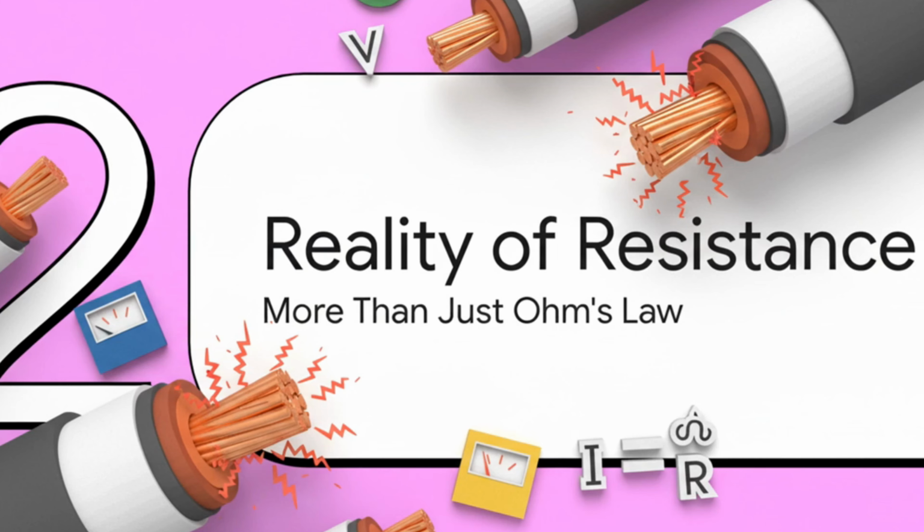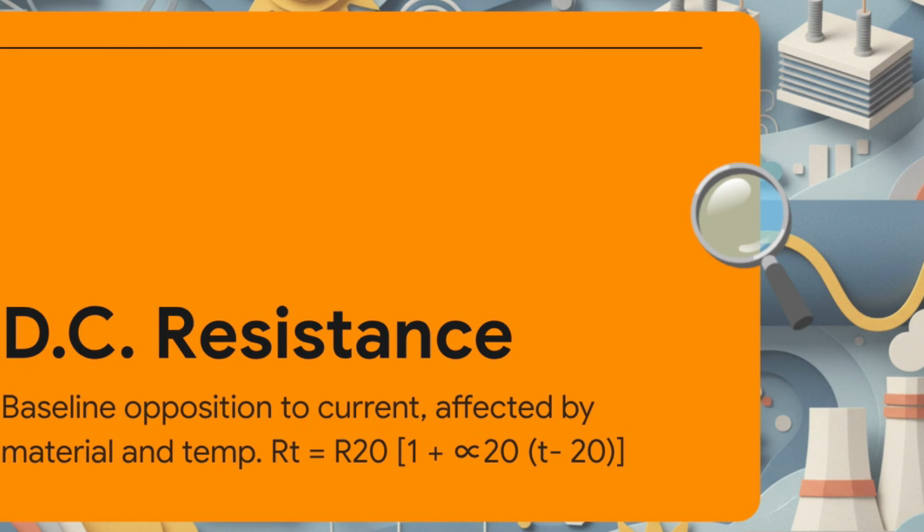Now that we know how to identify the cable, let's get inside it and look at the conductor itself. You know, the fundamental opposition to current. But as you're about to see, it's a little more complicated than just plain old Ohm's law. With direct current, or DC, resistance is our starting point. It's our baseline. It's determined by the conductor's material and how it's all put together. And as you can see from the formula, it changes pretty predictably with temperature. Basically, as things get hotter, resistance goes up. Simple enough, right? This is ground zero.